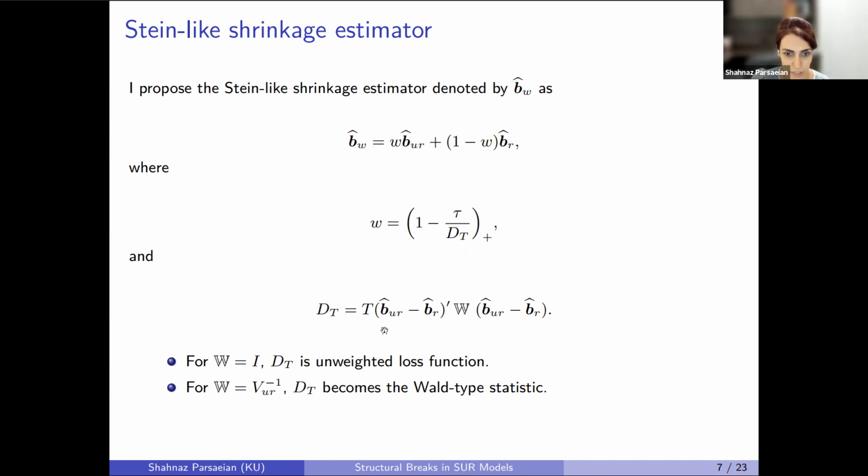And here, in this square loss function, we have the weight W, which can be any positive definite user-specific weight. For instance, if we set it equal to I, then it becomes the unweighted loss function. We can set it to the inverse of the variance of the unrestricted estimator, then it becomes the Wald-type statistic. So I have solved the model for any form of W. And tau here is the shrinkage parameter. It's a positive parameter that later on I will derive from minimizing the asymptotic risk.